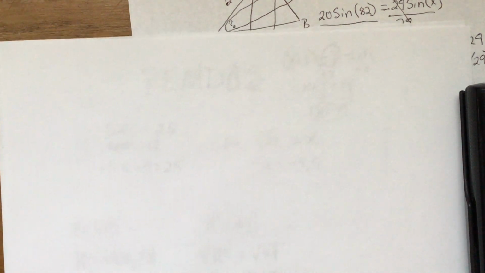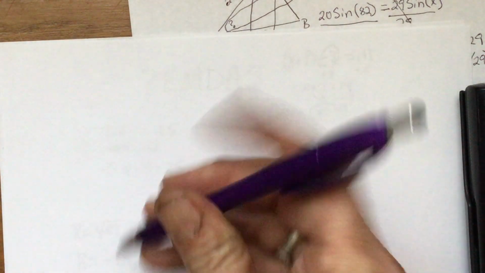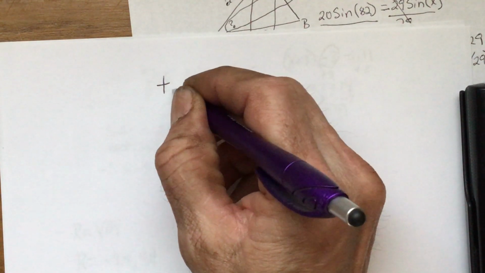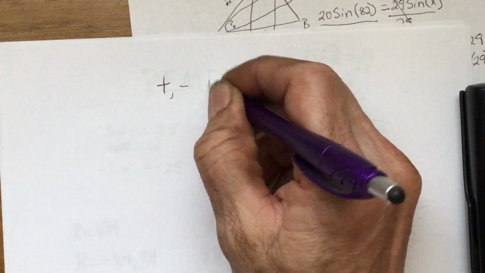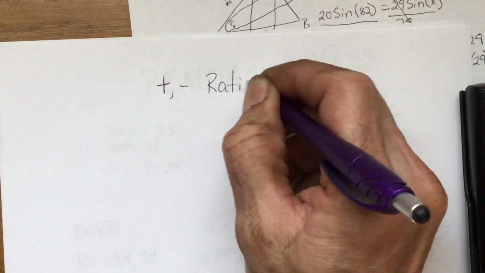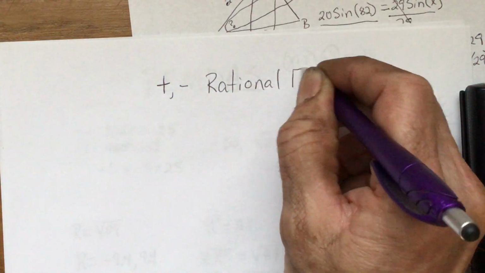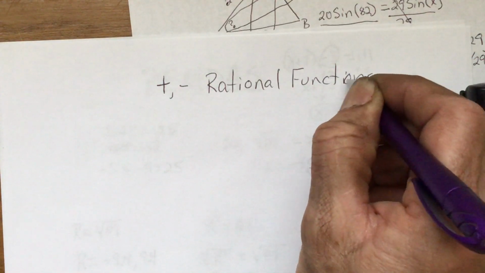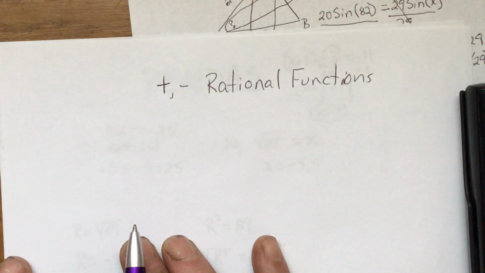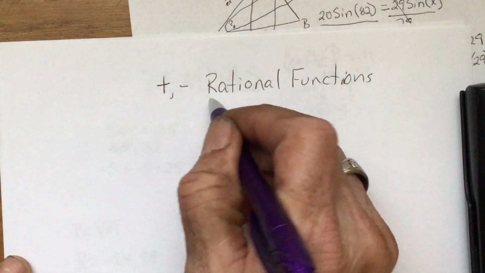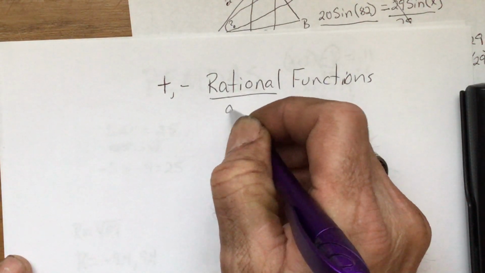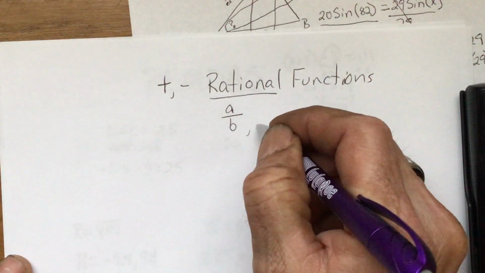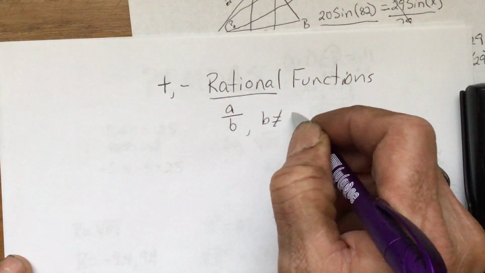All right, what about adding and subtracting rational functions or expressions? Okay, rational, that just means a fraction. Anything that can be written as a over b, where b cannot equal 0.